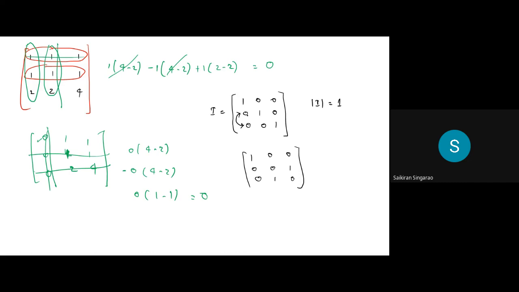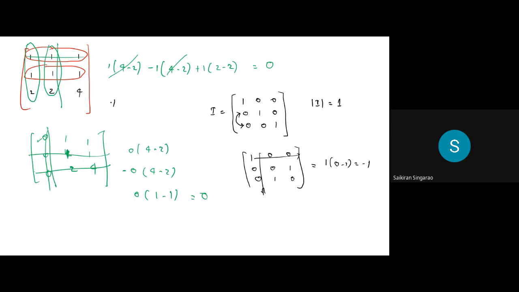I swapped the row 2 and row 3. Now if you find the determinant, it's going to be 1 into, remove this row, remove this column, that should be 0 minus 1, it should come as minus 1. So when you interchange any two rows, let me interchange any two rows.